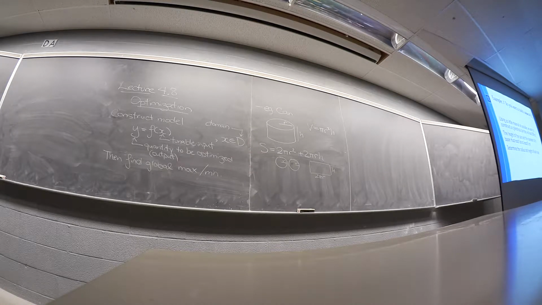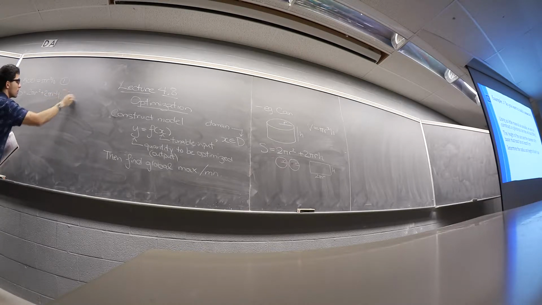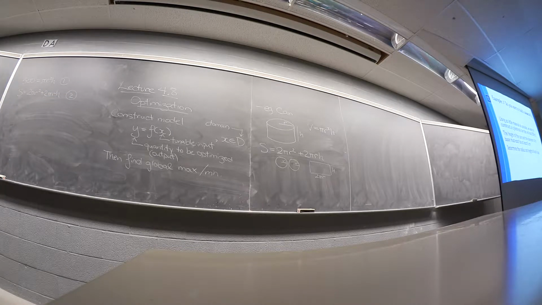We are told that our volume is 500 mL. Those units will be consistent, because centimeters cubed is milliliters, so we don't have to convert anything. So what do we get? We get 500 equals pi r squared h. And I'll just rewrite the surface area here. This is the guy we want to minimize.